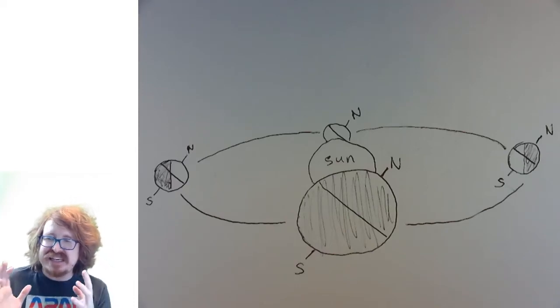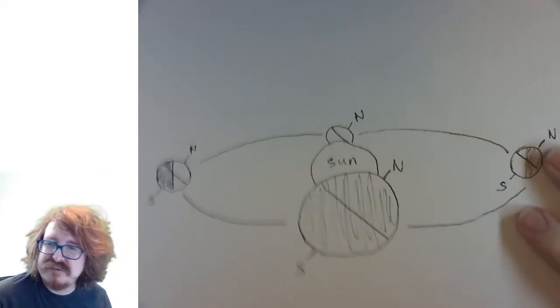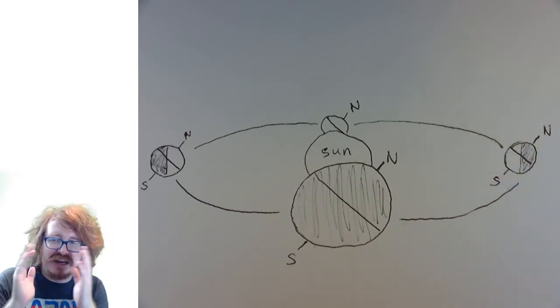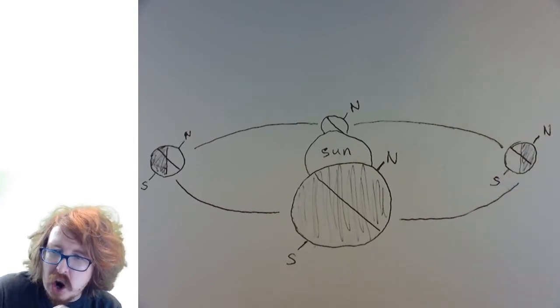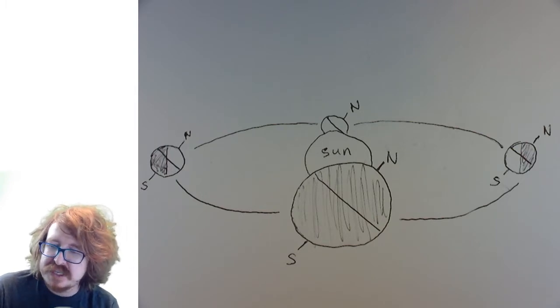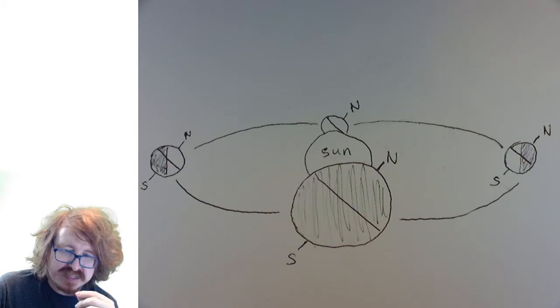Let's talk about the seasons. The orbit of the Earth around the sun, combined with the tilt of the planet, causes the seasons to happen, okay? So the tilt of the planet causes the seasons.